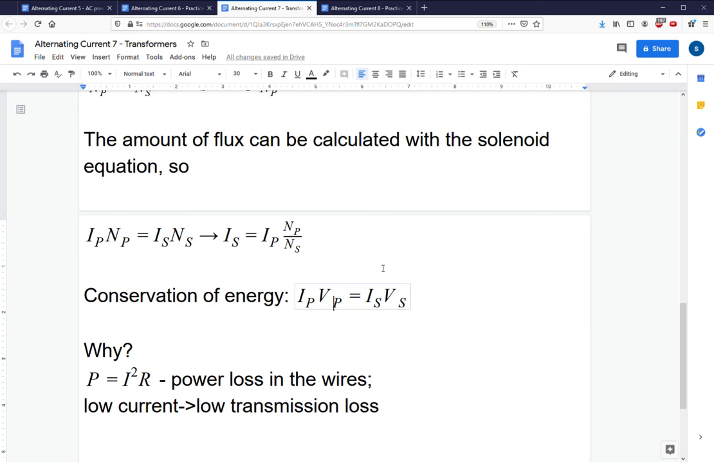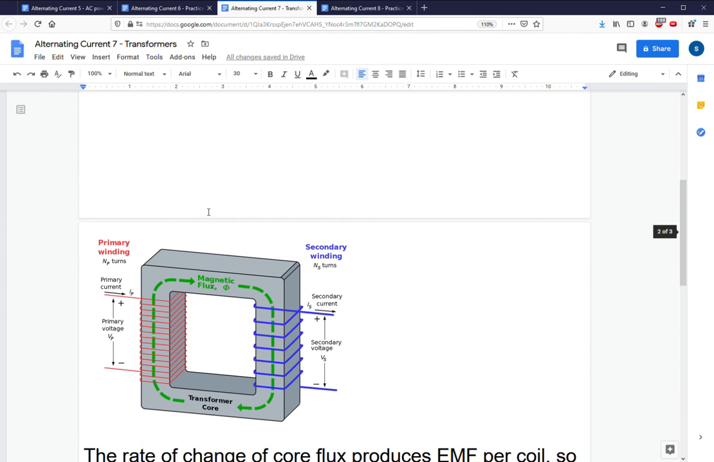And that is why you might want to step up or step down AC current. Sometimes you want situations with higher voltage, sometimes you want situations with higher current, but either way, you still get the same amount of power.